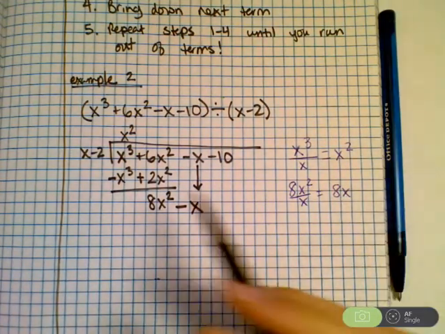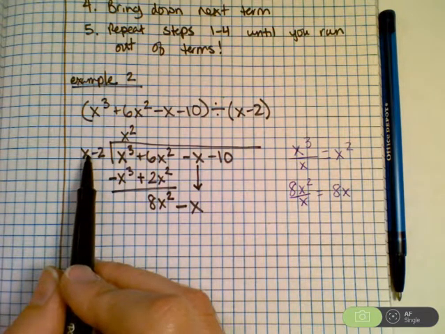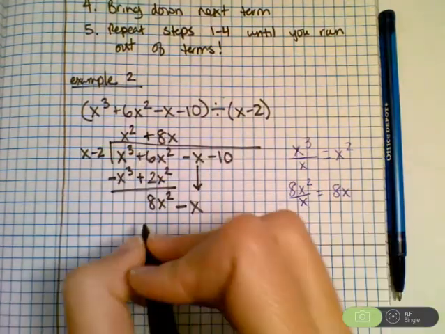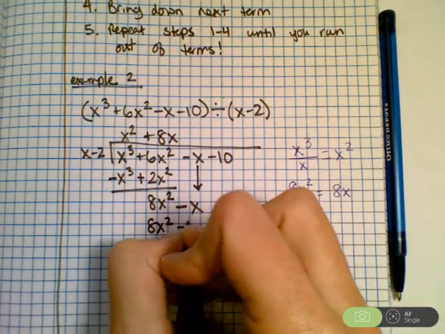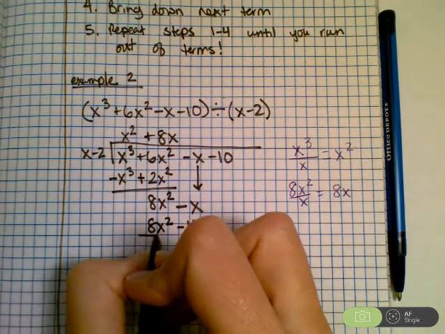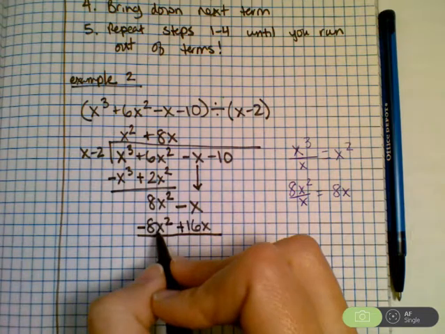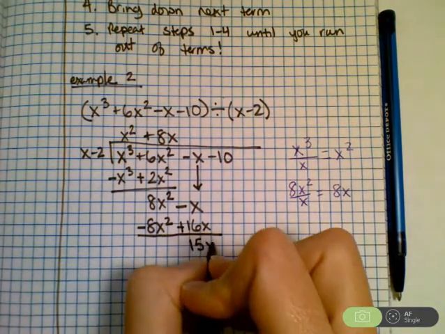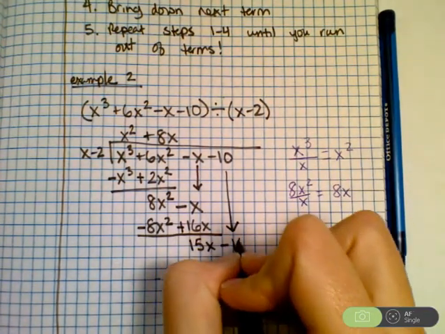Basically, the exponent's going down by 1 because this has an exponent of 1 on it. If I had a different exponent, it would be different. Put an 8x up here, so 8x times x is 8x squared. 8x times negative 2 is negative 16x. Now I subtract, also known as draw the line, change the signs, and combine like terms. That gives me 0. Negative x plus 16x is 15x. Bring down the next term. I have a minus 10.